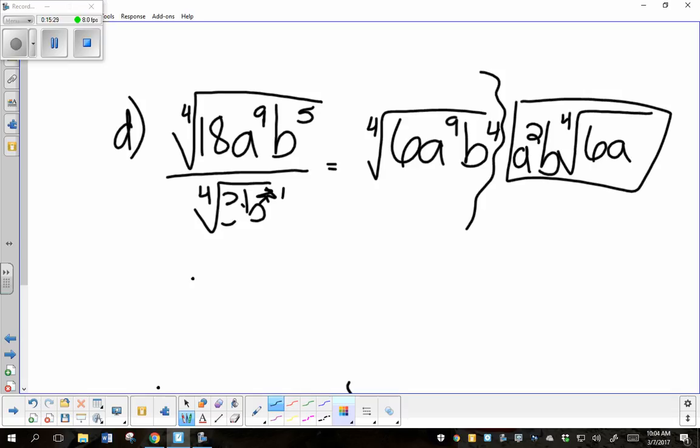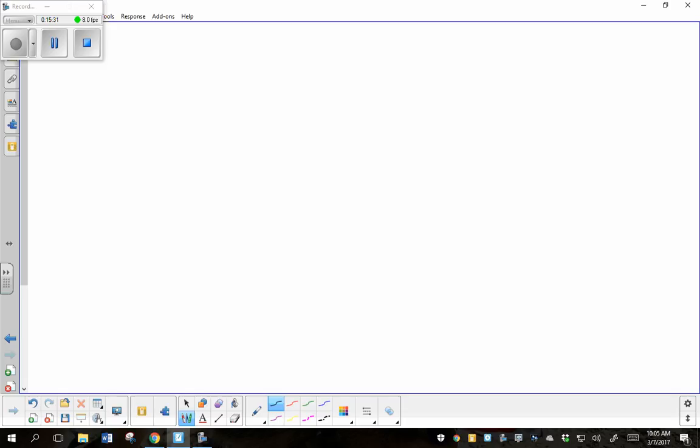Okay, now we're on the back. Yay. Oh, rationalizing denominators. Oh my goodness.